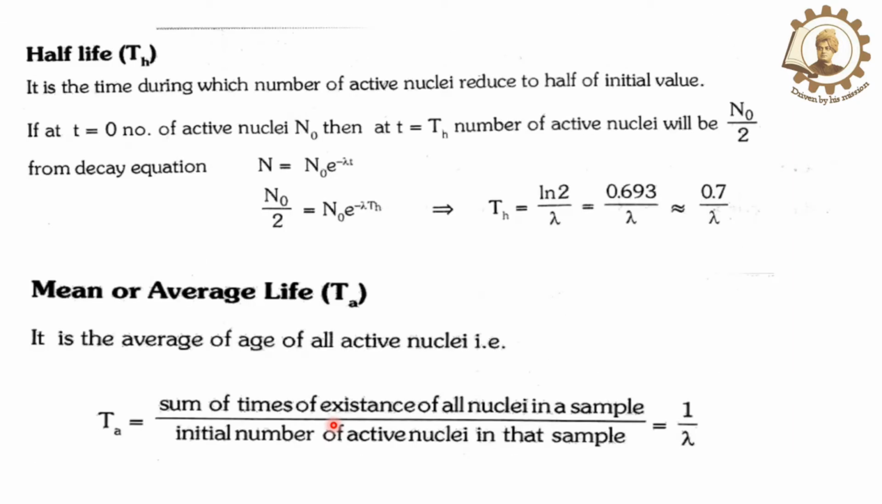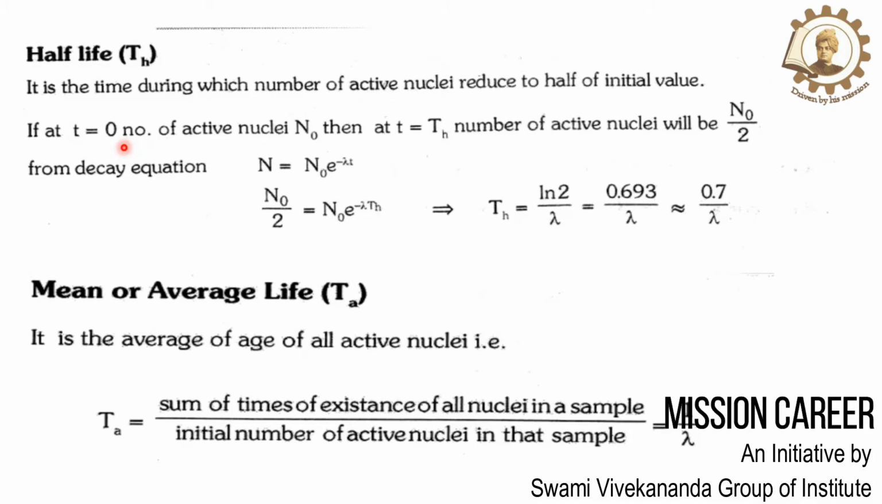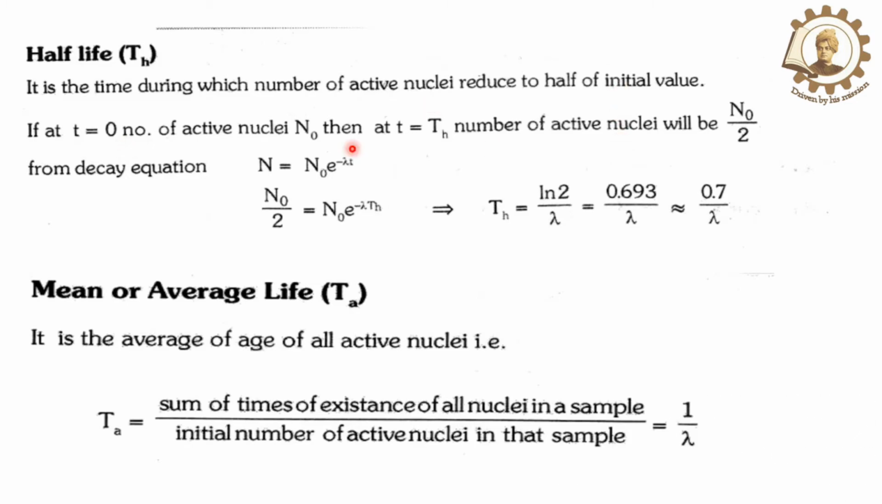Now what is half-life? At time t = 0, N0 represents the initial number of nuclei. If after some time, let us say T_h, the number of active nuclei reduces to half, that is N0/2, where N0 is the initial number of active nuclei, then this time T_h is called the half-life.